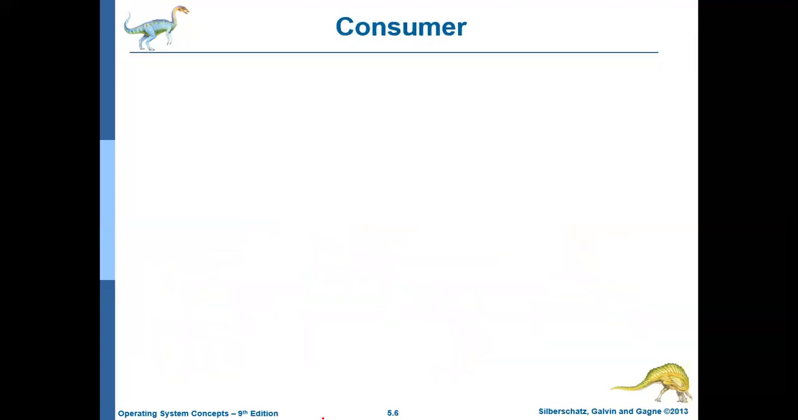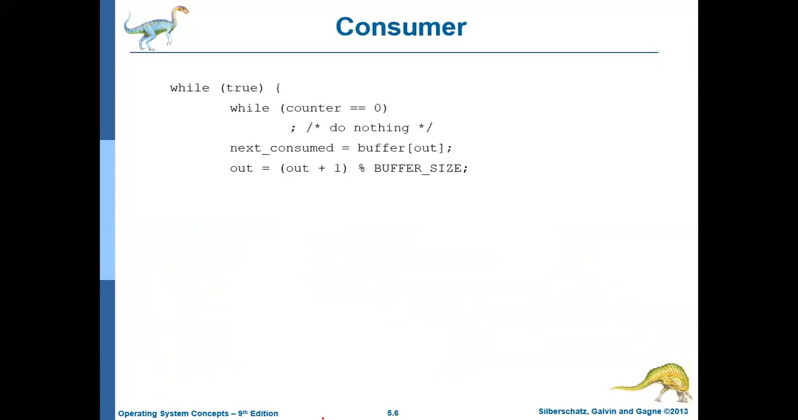Okay. Similarly, this is the code for the consumer. What it does is check whether counter is 0 or not. If counter is 0, you can see there is a semicolon, which means this loop will become an infinite loop. It will keep on waiting and checking whether counter is 0 or not. As long as counter is 0, it will wait. The moment counter becomes 1, 2 or something, then it will come inside.